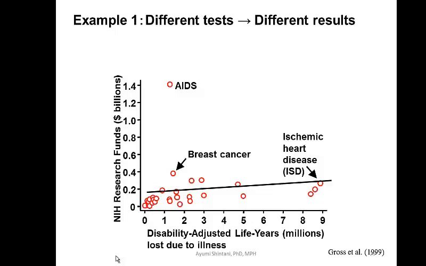So this graph shows scatter plots. The y-axis is NIH research funding, and each data point is a disease. For example, AIDS and how much NIH spent for that particular year. This is old data, by the way. And the x-axis is the disability-adjusted life years lost due to illness. If you show an association, you can say NIH is using funds effectively to save lives.